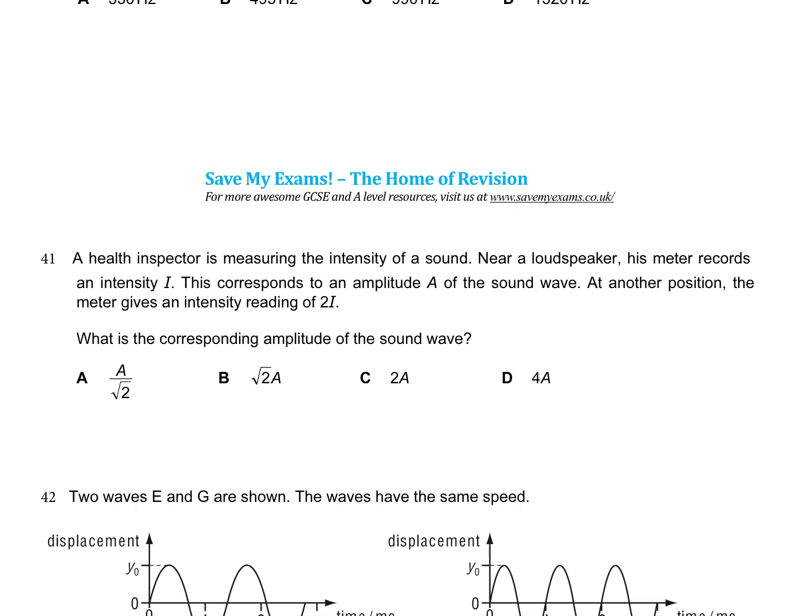His meter reads I. It corresponds to an amplitude of A of the sound wave. At another position, the meter gives an intensity of 2I. What is the corresponding amplitude of the sound wave? Remember, this is the idea that I is proportional to A squared. But we want to look at amplitude now, so we realise it's proportional to the square root of I. So if I goes up by a factor of 2, well, A is going to go up by a factor of the square root of 2. So the answer in this case would be B.